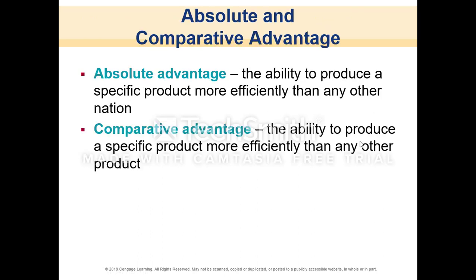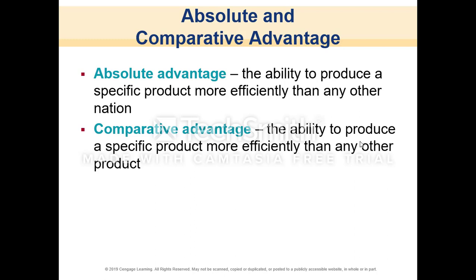So, absolute and comparative advantage. These are some really important terms. Once you learn these, you're going to start picking these terms out of political conversations or different conversations you'll hear on the news. So I'd really like you to pay close attention to what absolute and comparative advantage are. Absolute advantage is the ability to produce a specific product more efficiently than any other nation or person. Comparative advantage is the ability to produce a specific product more efficiently than any other product.